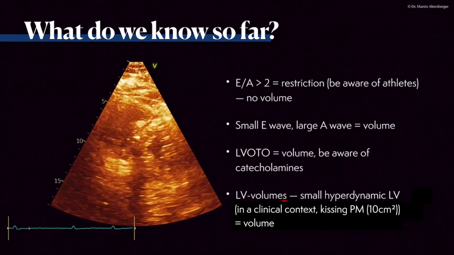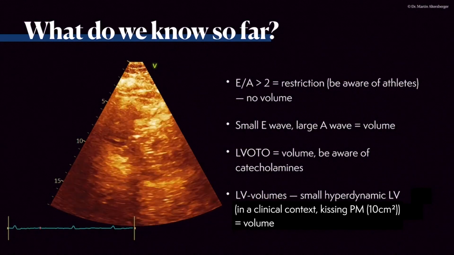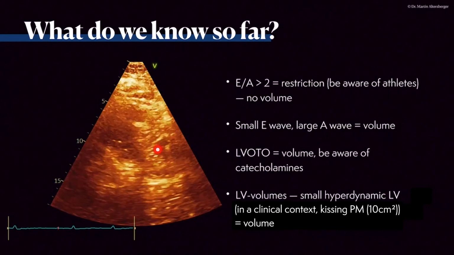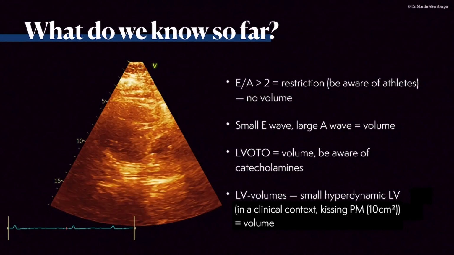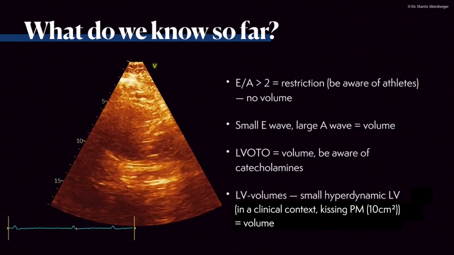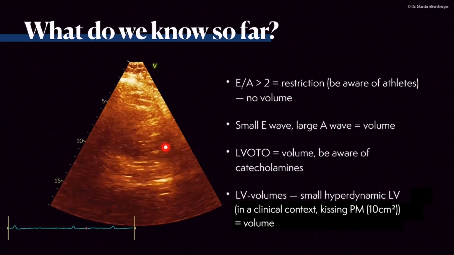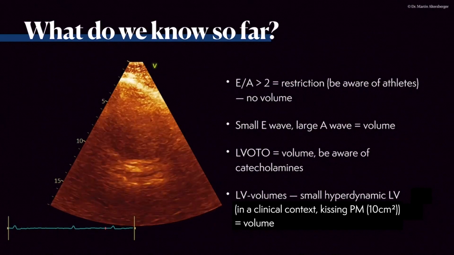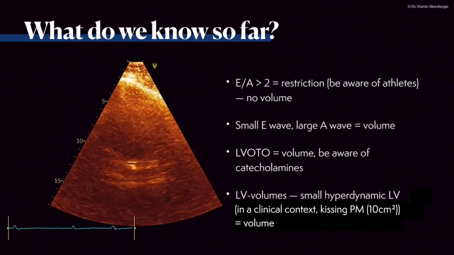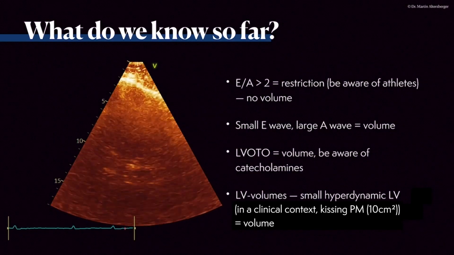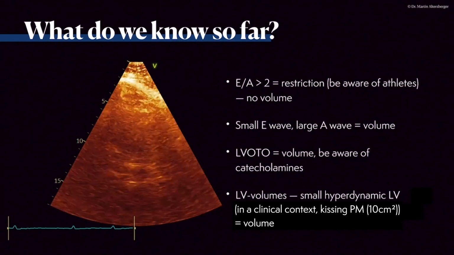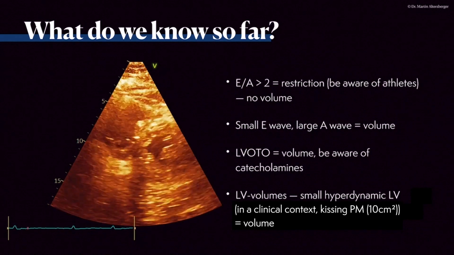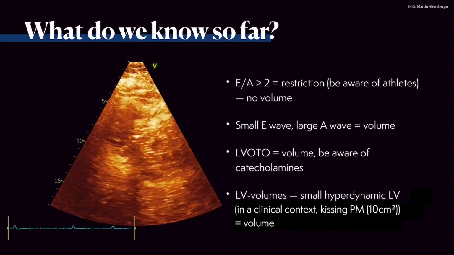And furthermore, you can check the left ventricle. If it is small and hyperdynamic, this is the patient we have discussed before with the TAVR. If it is small and hyperdynamic, of course in the clinical context again, with these kissing papillary muscles, the posteromedial and the anterolateral, and they are kissing each other, which means that there's hyperdynamic left ventricular function present, which again could mean that there is volume needed. If the overall area is below 10 square centimeters, this patient most likely needs volume.